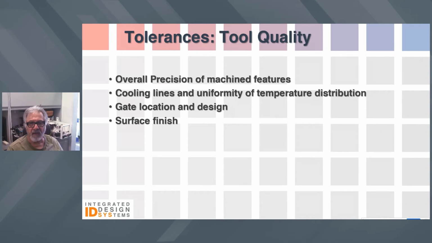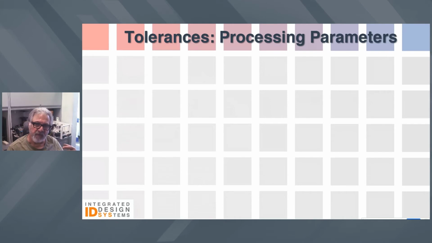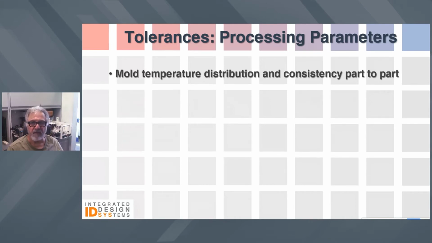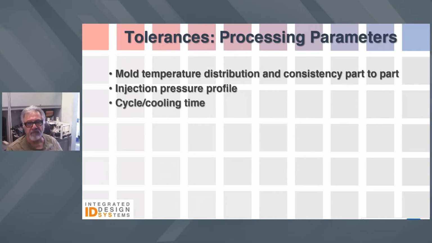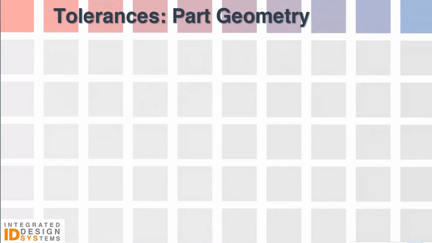Surface finish of the part and the type of steel that the tool is made in all affect the tolerances of a part. When you start looking at the processing parameters, you've got mold temperature distribution. In other words, you have a core and cavity, or you have fine features in very thin blades of steel that are coring out certain features. These may affect how that part is cooled, and it could affect the tolerances of the features as well as the overall product. There's the injection pressure profile, the cycle and cooling time, the injection speed.